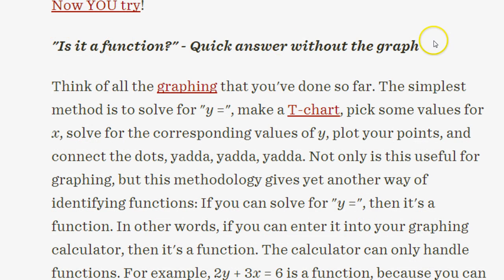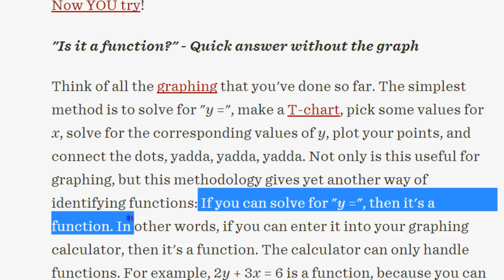Now, is it a function? Quick answer without the graph. Think of all the graphing you've done so far. The simplest method is solve for y equals, make a t-chart, put some values for x, solve the corresponding y, plot your points, and connect the dots. Not only is this useful for graphing, but this methodology gives you another way of identifying functions. If you can solve for y, then it's a function.